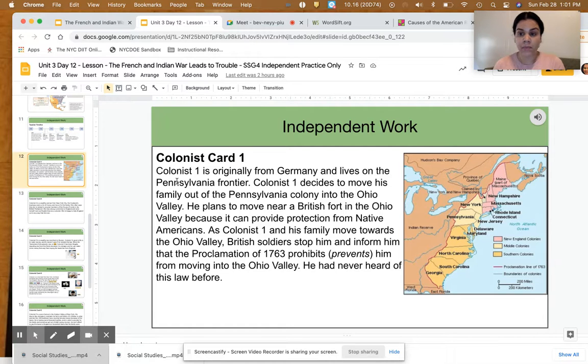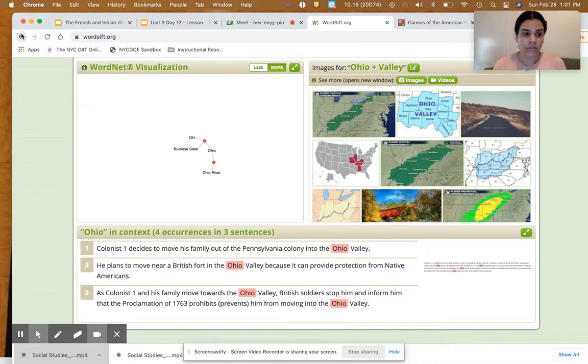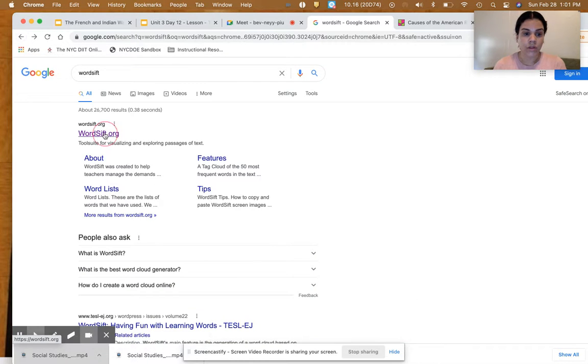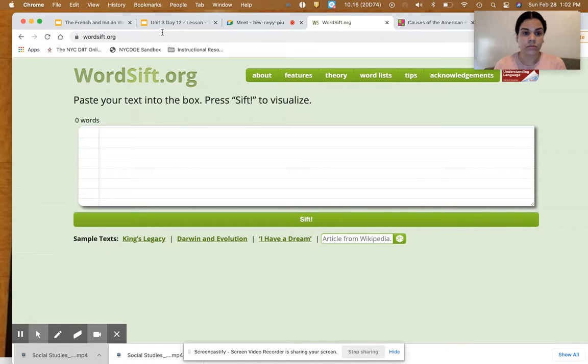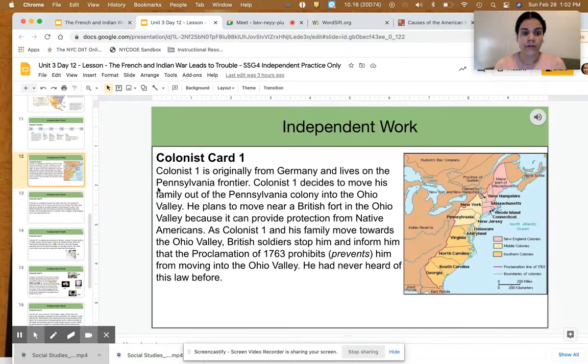I'm going to show you an example with colonist card 1. Now I want you to go to wordsift.org. You're going to go to wordsift.org. I'm going to read this card, right?